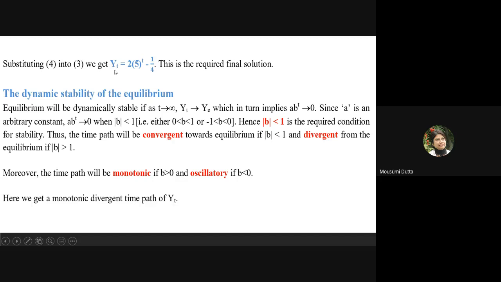So yt is equal to 2 into 5 to the power t plus ye. Agreed? Yes, ma'am. So equilibrium will be dynamically stable if yt tends to ye as t tends to infinity. Equilibrium will be dynamically stable if yt tends to ye as t tends to infinity. Is it okay? Yes, ma'am.